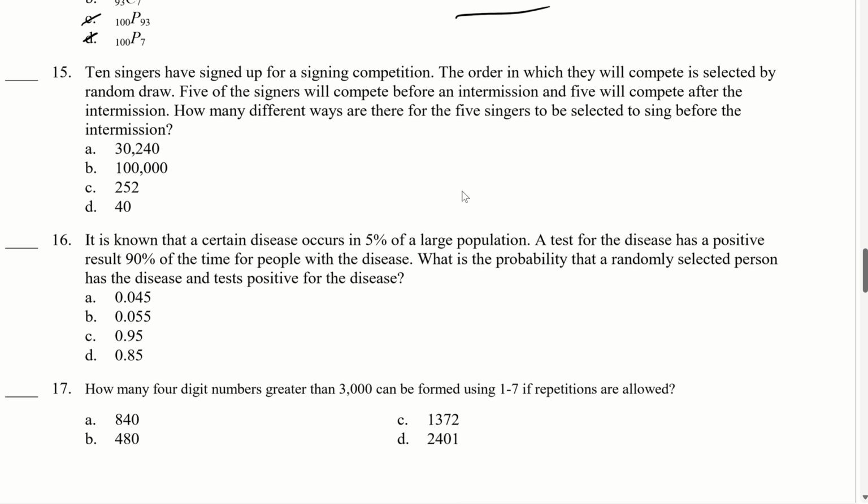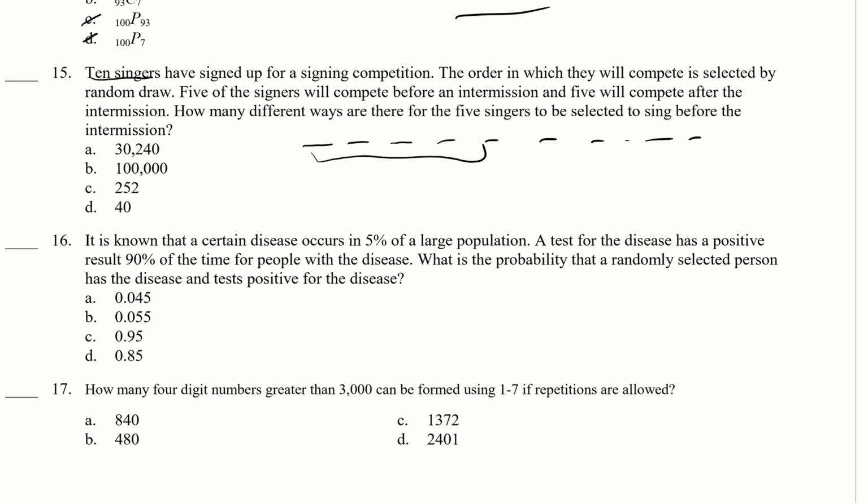All right, number 15. 10 singers have signed up for a singing competition. The order in which they will compete is selected by a random draw. 5 of the singers will compete before an intermission, and 5 will compete after the intermission. So you need 1, 2, 3, 4, 5, 6, 7, 8, 9, 10. The first 5 will compete before, and then the other 5 will compete after. So that means they're different, right? That means that order matters. If I chose some here and then I put them here, then they're now going to sing after. So order here matters. We want to be careful with that.